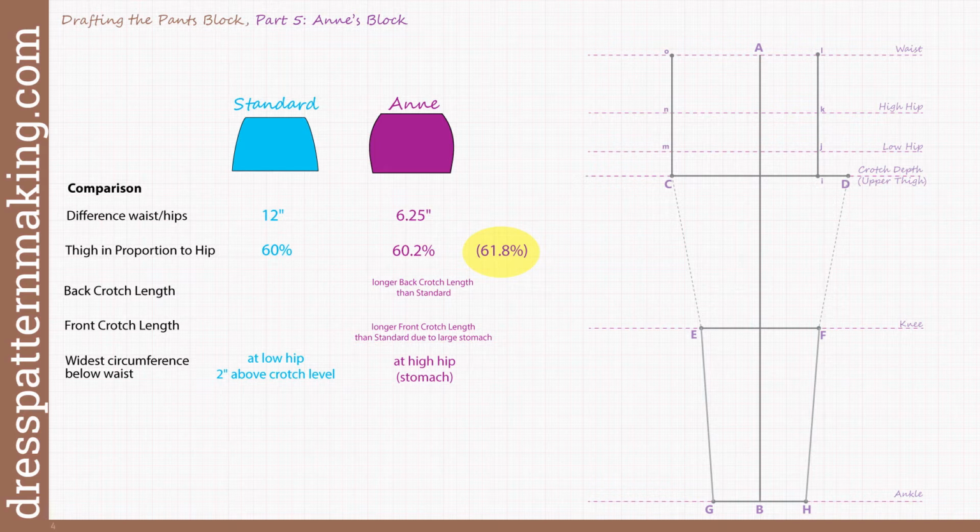However, the other part of those block making instructions that creates a difficulty for Anne is that they say to use the widest measurement below your waist as your hip measurement. So for Anne, her thigh would be worked out based on her high hip, and it would end up being too big for her. Now, the whole purpose of these comparisons to the standard figure and standard pants instructions was to show that these particular figure types that I'm drafting pants for, if they used those standard instructions, would not end up with a good initial result. The other problems for Anne would have been her back and front crotch lengths.